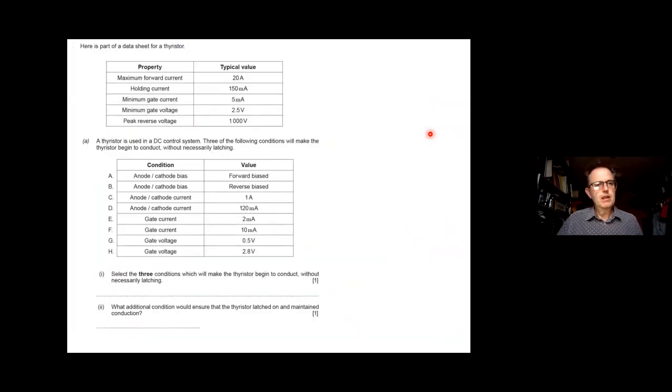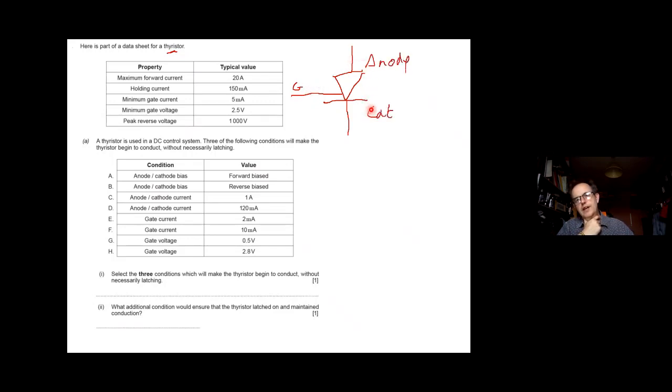Here we go. Three things with a thyristor. They have to have three conditions. First of all, this is your symbol. There's your gate, which is so important. Then be aware that the top part is called the anode, and you have the cathode. Now, in order to make a thyristor come on in the first place, you do need certain conditions.